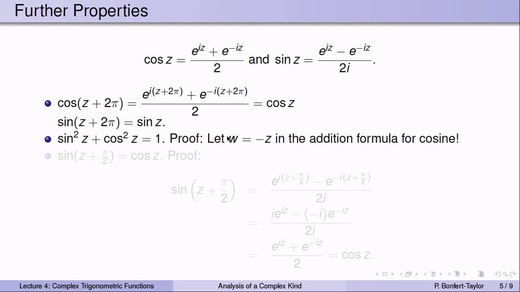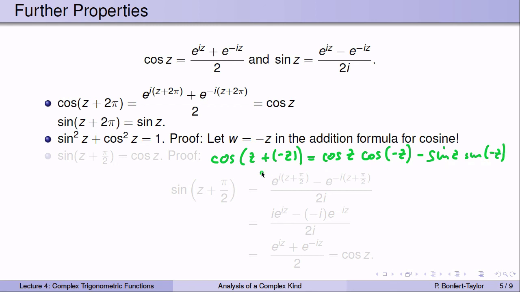You substitute w equals minus z in the addition formula for the cosine function. Let me simply demonstrate how to do that. The addition formula for the cosine function was cosine of z plus w, but we're going to make that z plus minus z, and that's my w, is equal to, the addition formula said cosine z, cosine w, which is minus z for me, minus sine z, sine w, which is minus z. Let's simplify both sides of the equation.